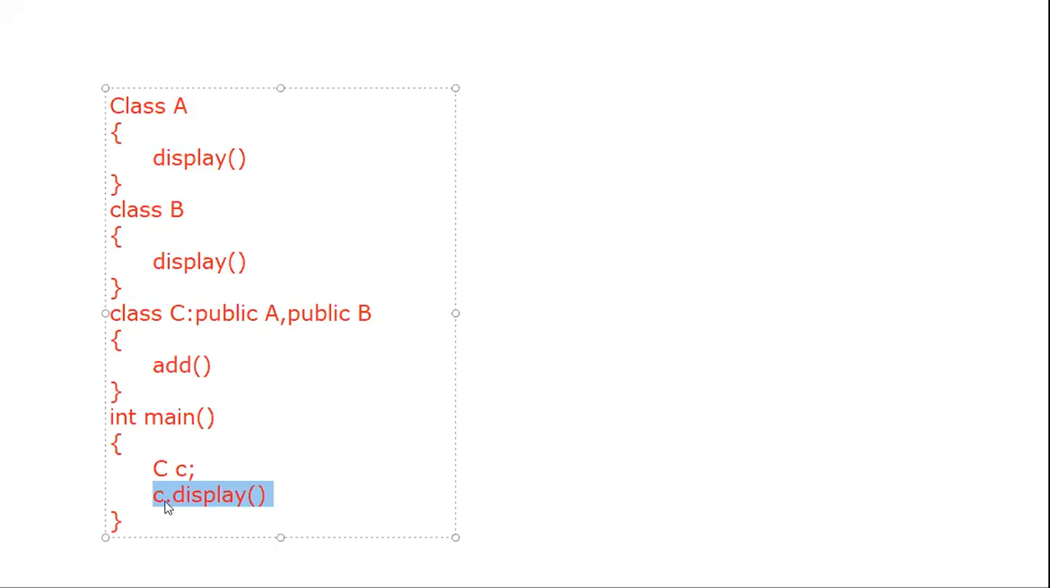Because when you create the object of this C, class C is going to inherit both these classes, so that's why the ambiguity is generated. So this is the drawback behind multiple inheritance.